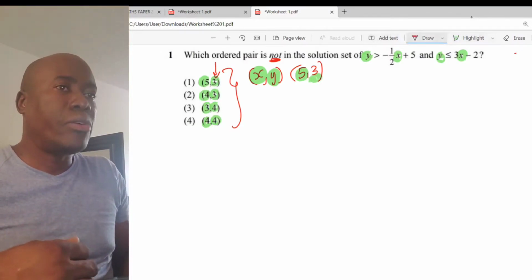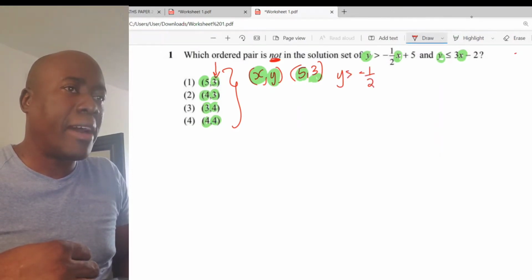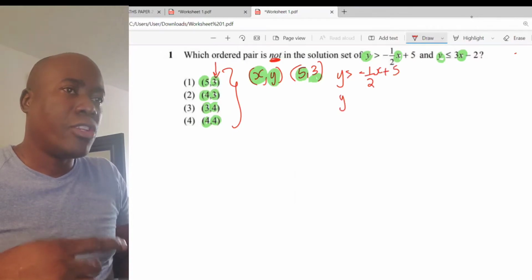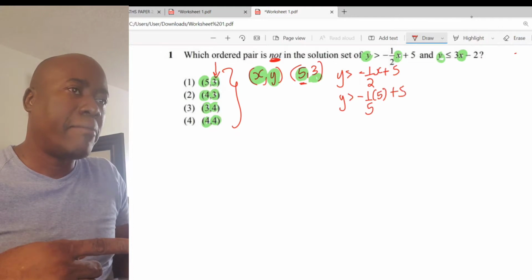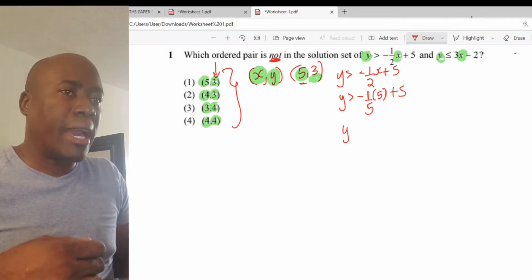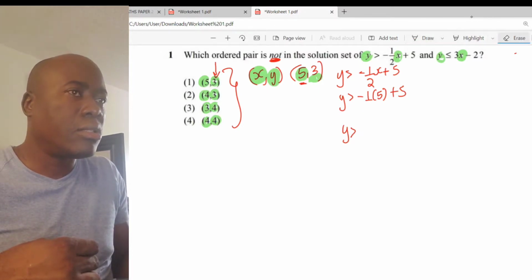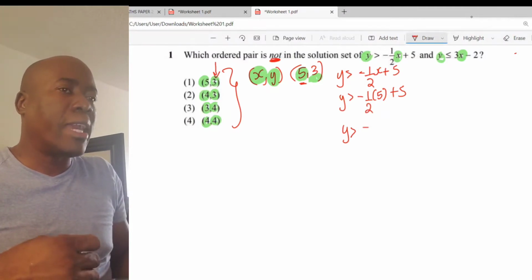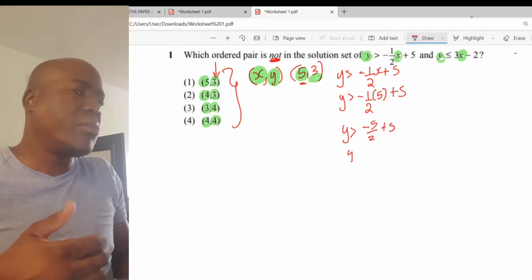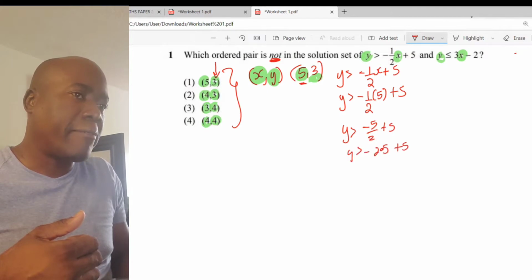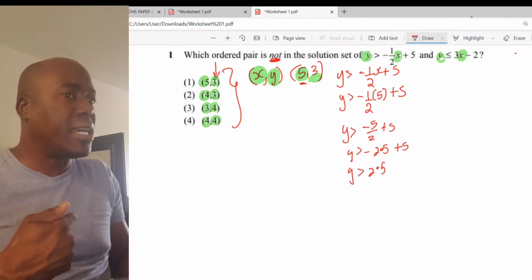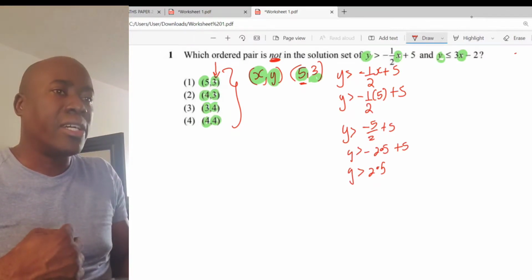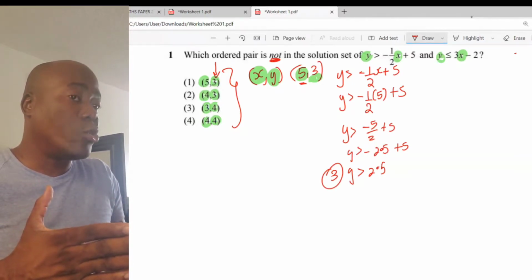Let's test it here. It says y must be greater than negative half x plus 5, but x is 5. So I'm plugging in 5 there. Let's quickly work this out. This is negative 5 over 2 plus 5, which is negative 2.5 plus 5, and that gives us positive 2.5. So y must be greater than 2.5. And indeed, the value of y was 3, and 3 is greater than 2.5. So this is good.